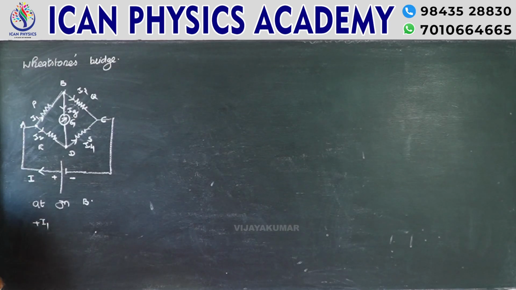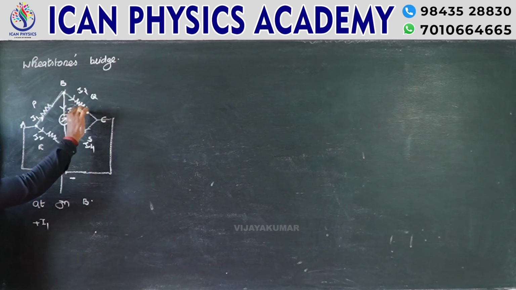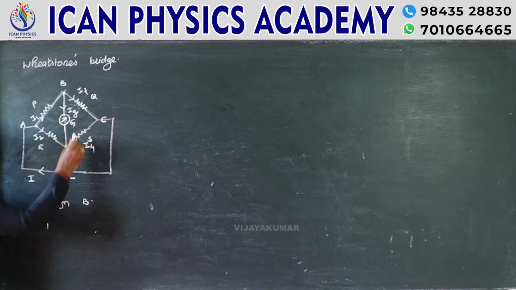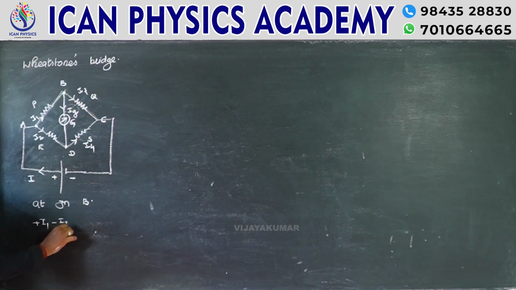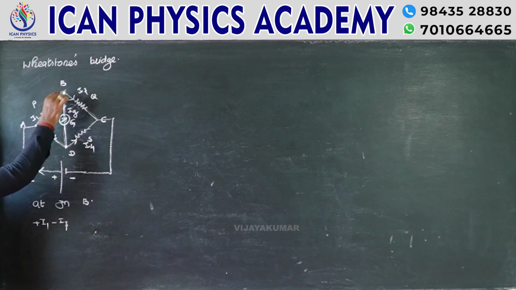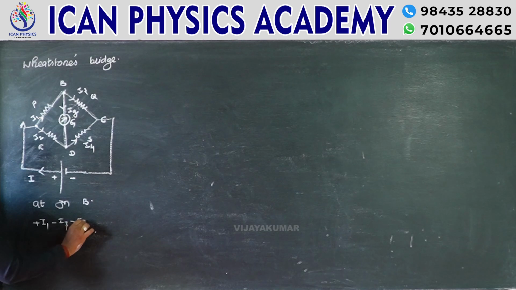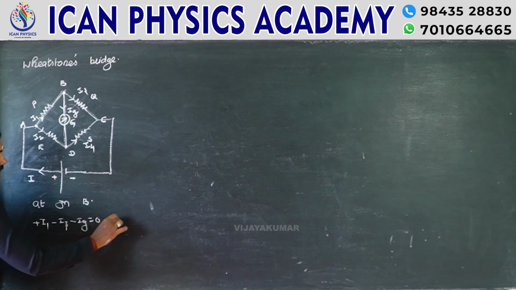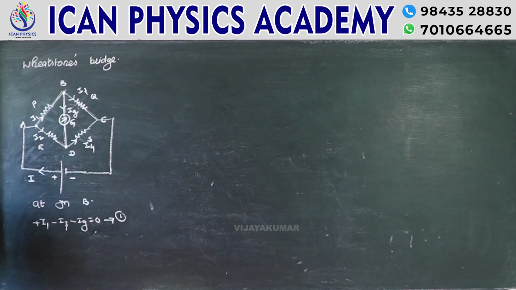So it is taken as plus I1. Now I3 is the current moving away from the junction, so minus I3. IG is the current moving away from the junction, so minus IG equal to 0. Now it's taken as equation number 1.